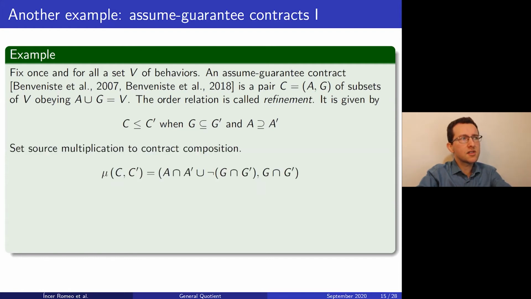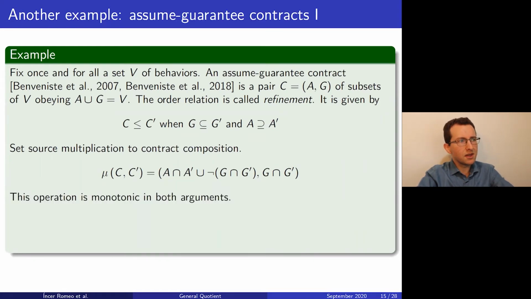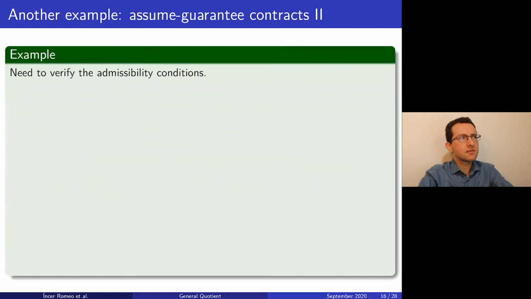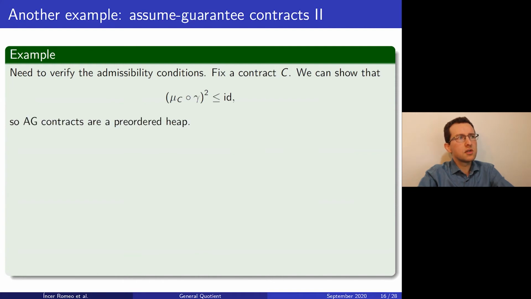We can set source multiplication to contract composition. Contract composition is given by this expression. This operation is monotonic in both arguments. We can set involution to be a flipping of A and G in the pair. So A, G becomes G, A. And this is easily seen to be antitone and satisfies gamma square equals the identity. Now we need to verify the admissibility conditions, and we can indeed show that the admissibility conditions hold. Our conclusion is that assumed guarantee contracts form a preorder heap.